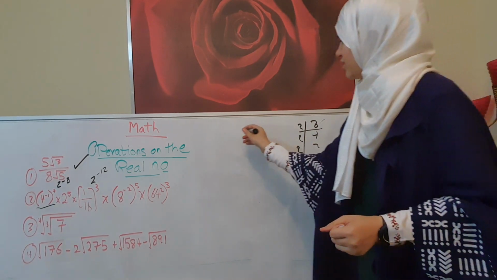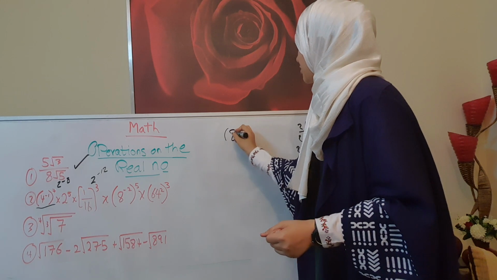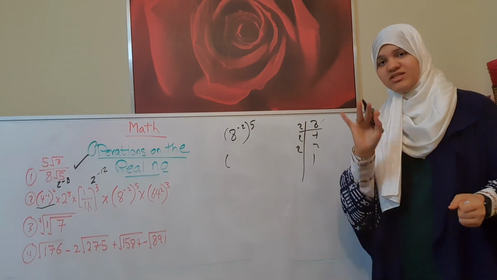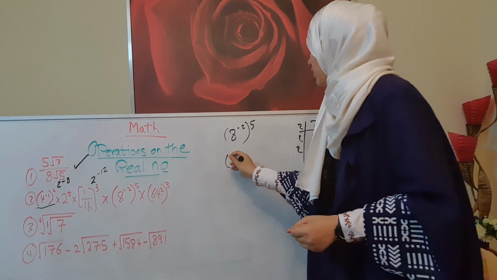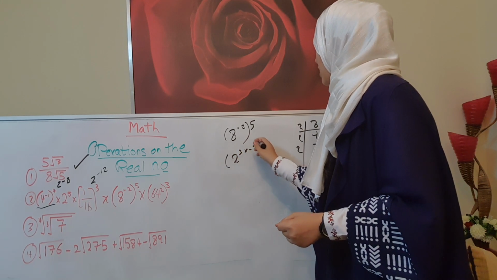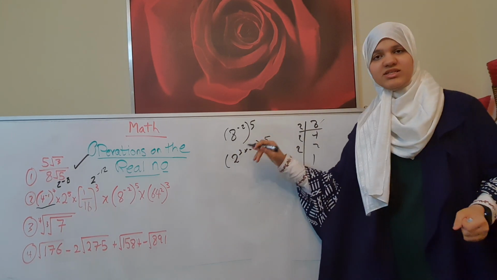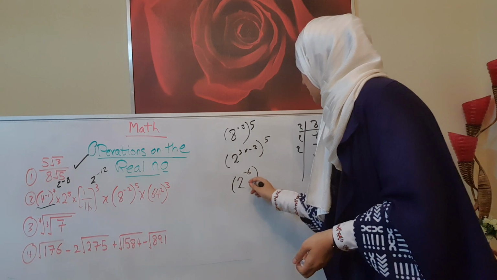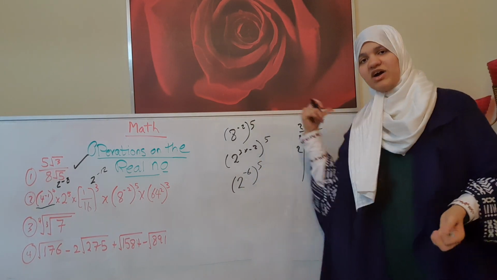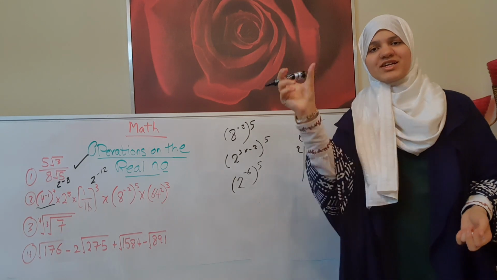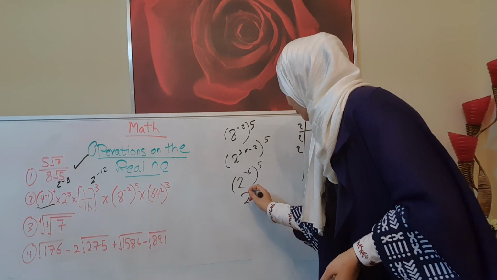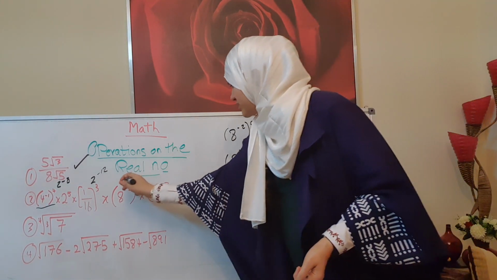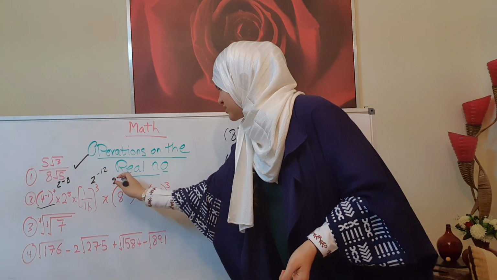So now what will we do here? We will do the bracket: 8 to the power of negative 2, the whole to the power of 5. We have 2, 3 times, so 2 cubed. 2 to the power of 3 times negative 2, the whole to the power of 5. Now 3 times negative 2 will be negative 6. So 2 to the power of negative 6, then the whole to the power of 5. Now negative 6 times 5 is negative 30. 2 to the power of negative 30. This is the final answer for the fourth part.